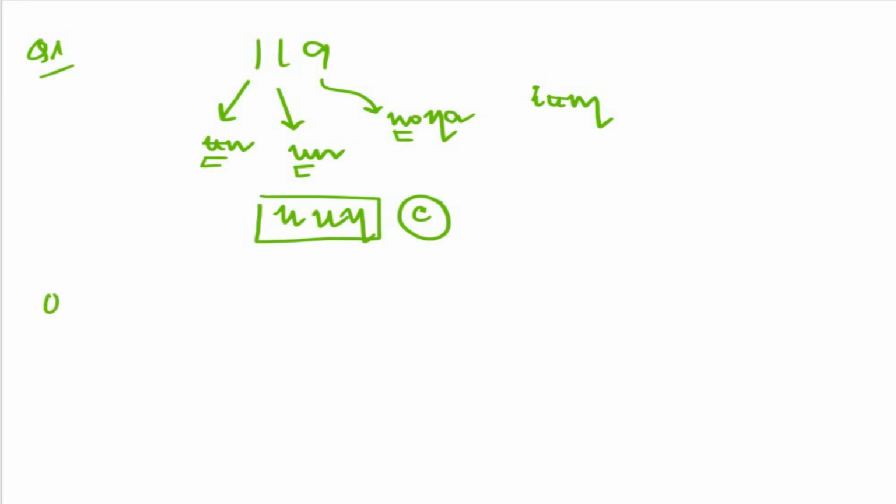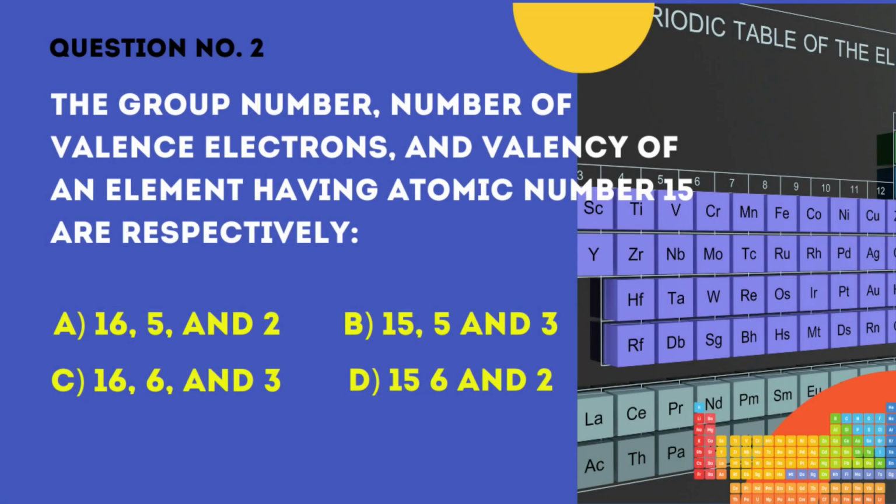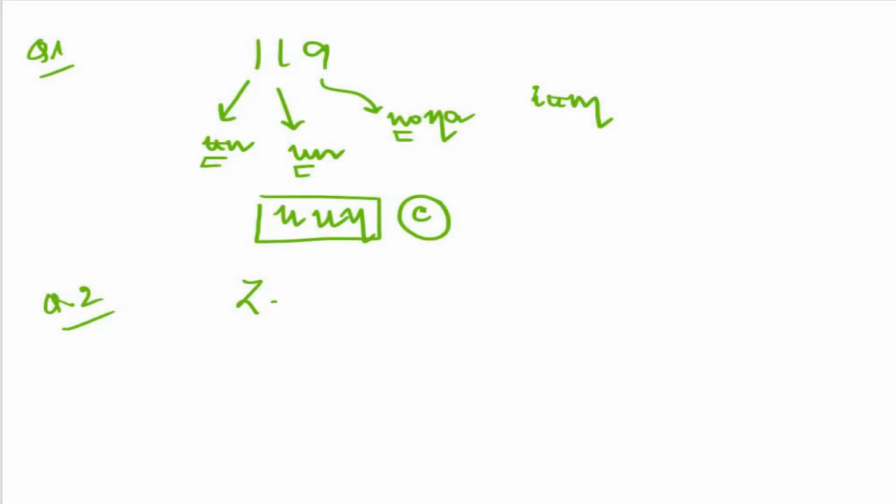Now question number 2, another very basic question: the group number, valence electrons and valency of an element with atomic number 15. So the Z mentioned to you is 15. Now you can go by the classical concept of distributing the electrons in the shells like we have done in our junior classes, or you can go with writing the electronic configuration using the noble gas configuration. Whichever you're comfortable with, you can do it. So atomic number 15 would be distributed in 3 energy levels or energy shells according to the octet and duplet rule as 2, 8 and 5.